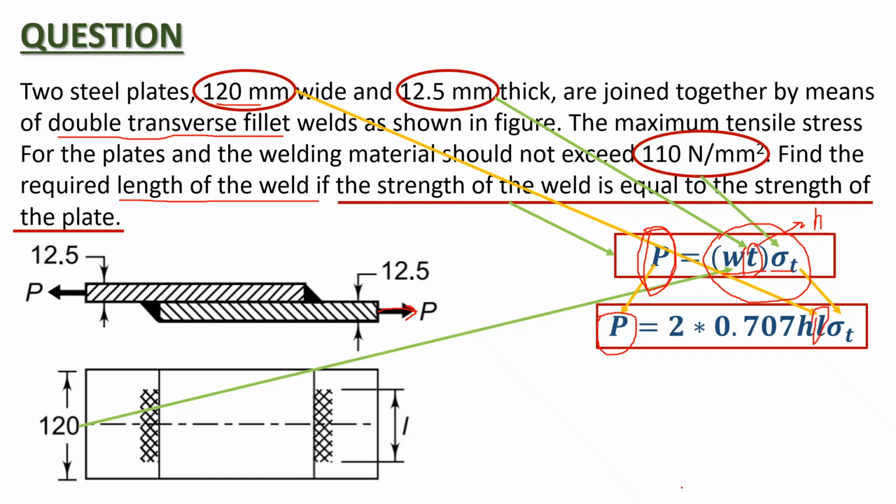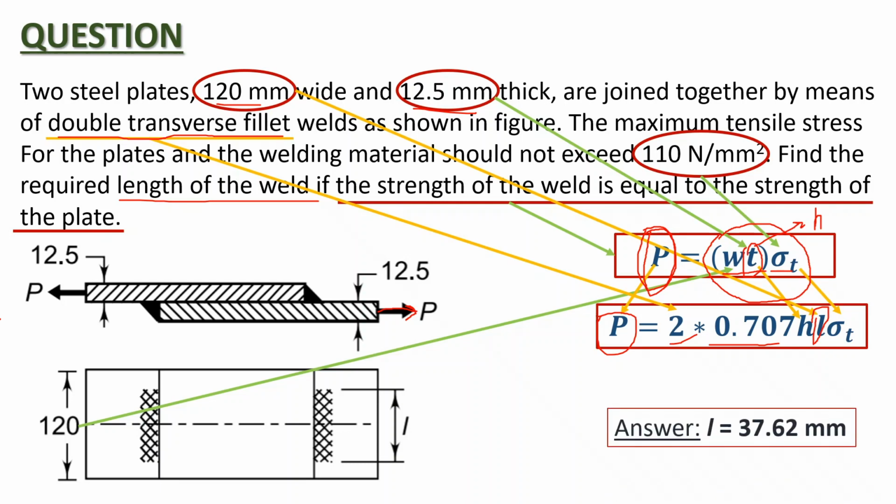Then sigma T is already given to you in the question, which is the maximum or allowable tensile stress. From this equation, 2 is obviously a constant, 0.707 is a constant, and H is given in the question as 12.5, which you can take from the previous equation. So all the values are given, and you can easily find out the length of the weld. If you put all the values properly and are consistent with your units, you will get your answer as 37.62 mm. This will be your correct answer.